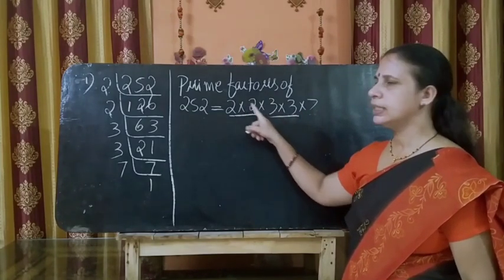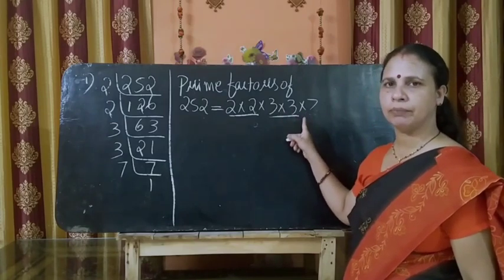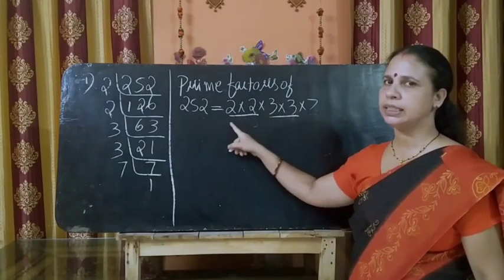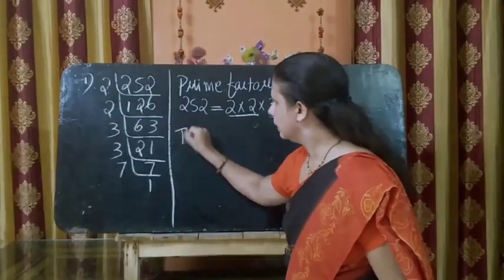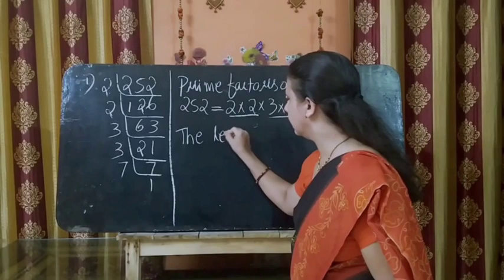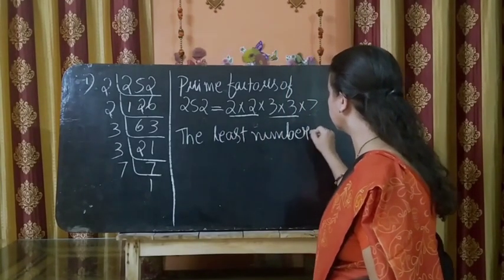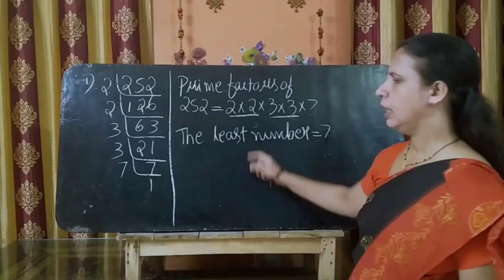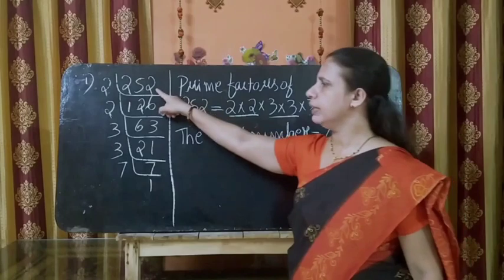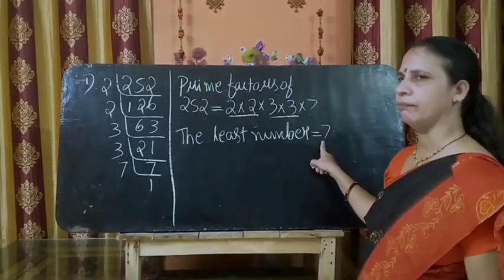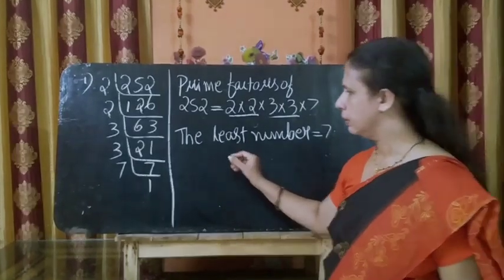Then what is the least number? Which number is without pair? That is the least number. The least number equals 7. According to the question, we have to divide the given number by the least number. Then we will get the new square number.